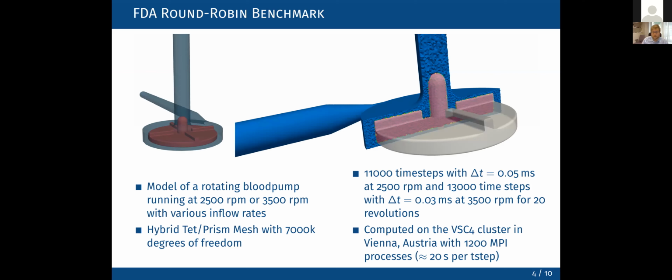A set of CAD files was provided, from which you see here in the top figure on the left the computational setup, where you see in red the rotor disc that is mounted onto an engine, and this is driven by either 2,500 rounds per minute or 3,500 rounds per minute. From top to bottom, there is an inflow of varying degree, and to the back you see the outflow. The benchmark consisted in validating the pressure drop between the inflow and the outflow.